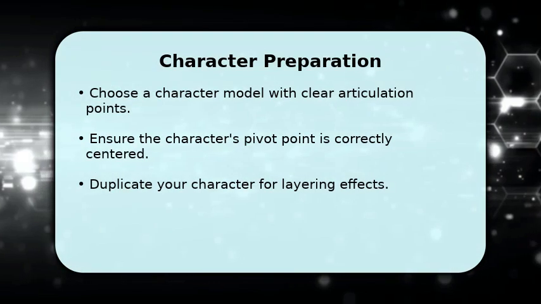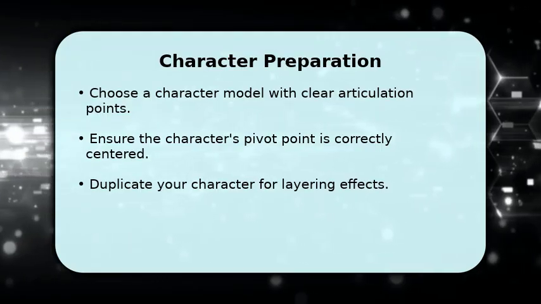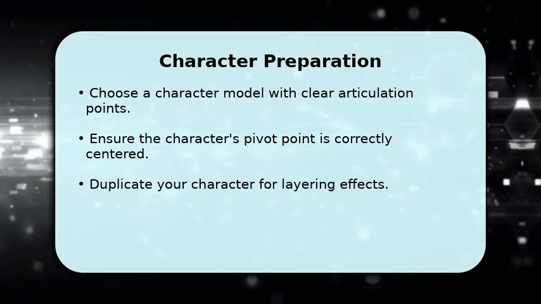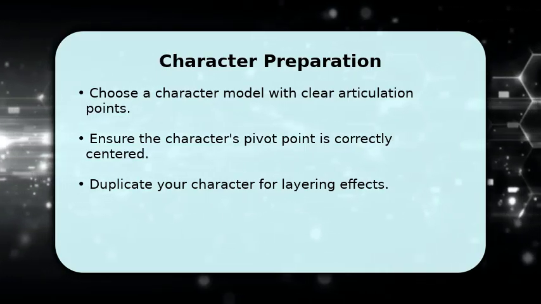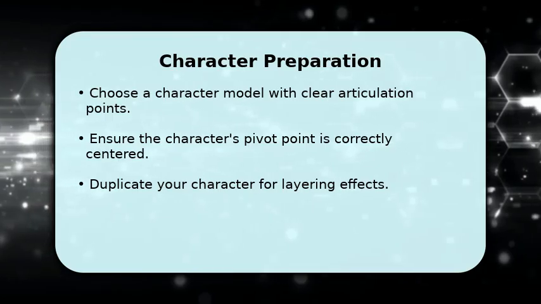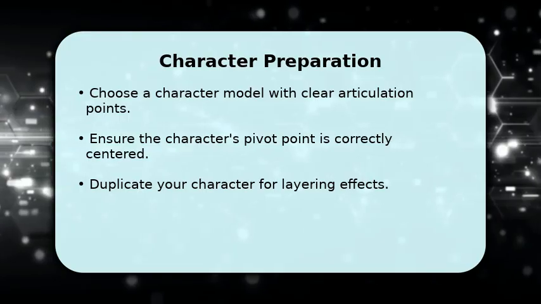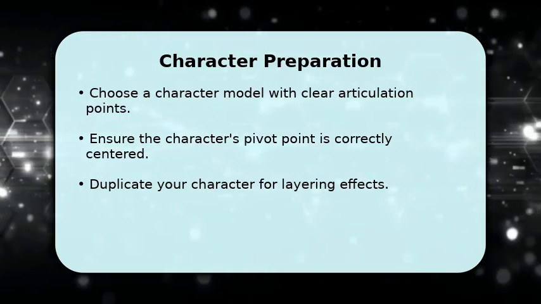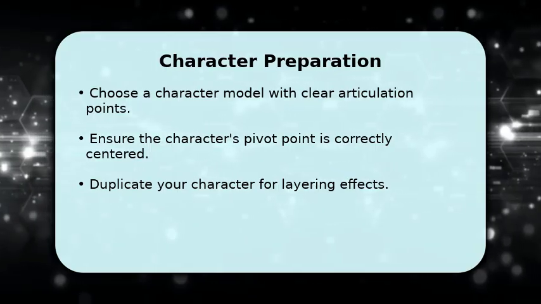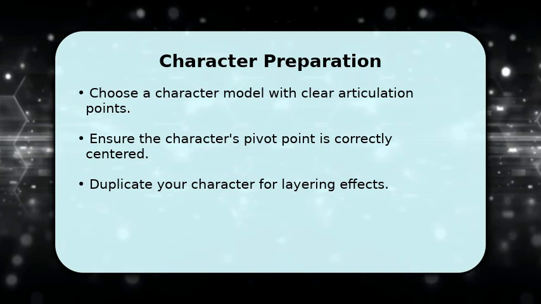To begin, select a character model that has at least 5 distinct movable parts, such as limbs and a head, for dynamic motion. It is crucial to ensure the character's central pivot point is accurately placed, typically at the base of the torso, for natural rotation. Consider duplicating your character once or twice. These copies will be essential for creating the translucent, trailing ghost effect later on, adding depth to the animation.